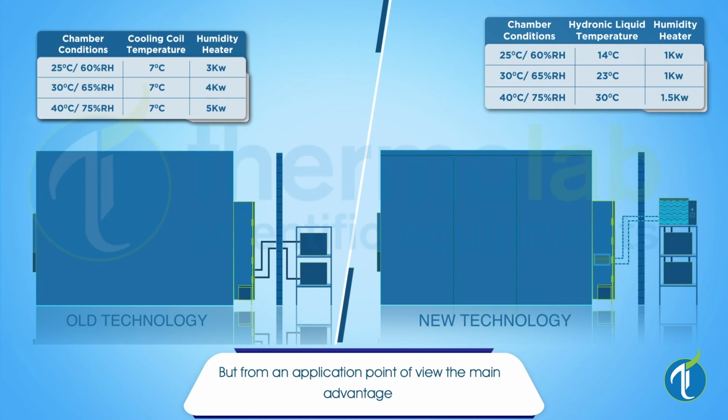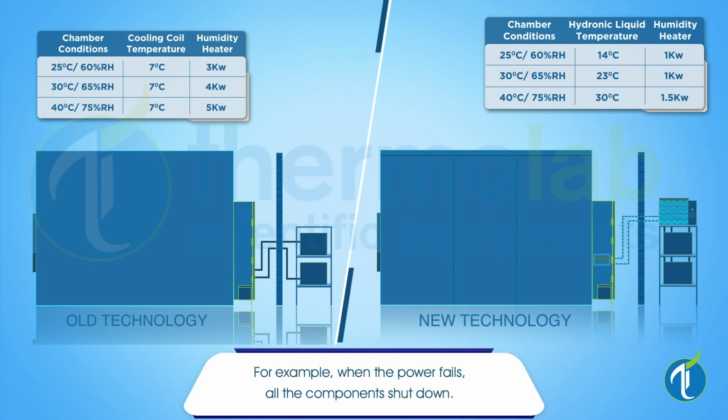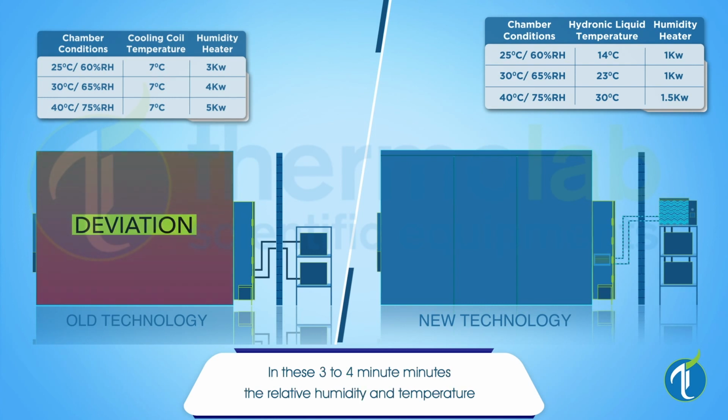But from an application point of view, the main advantage is the recovery of the condition when the power fails. For example, when the power fails, all the components shut down. The power is restored by the means of a generator within a couple of minutes. All the components will start except the compressors, because compressors have a time delay protection of 3 to 4 minutes.